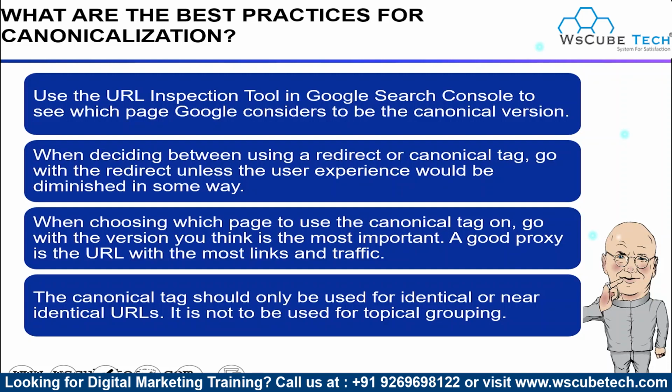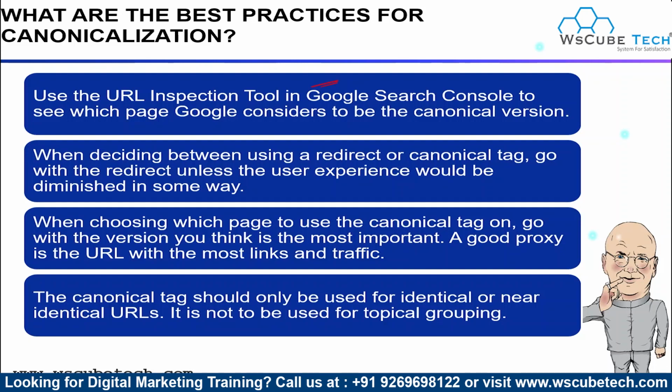We have to use the URL inspection tool in our Google Search Console. In our Google Search Console lecture, we already discussed this particular tool, which is your URL inspection tool. Why are we using that particular tool? We use this tool to figure out whether that particular page is indexed or not. Just to check the indexing of the page, we are using that tool. So we have to use the URL inspection tool in the Google Search Console to see which page Google considers to be the canonical version or not.